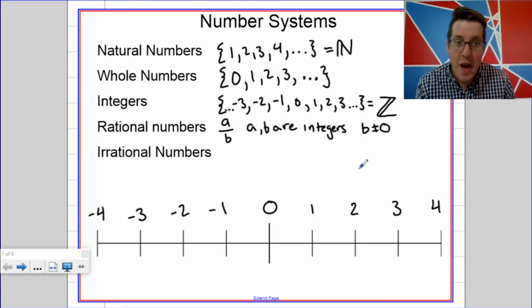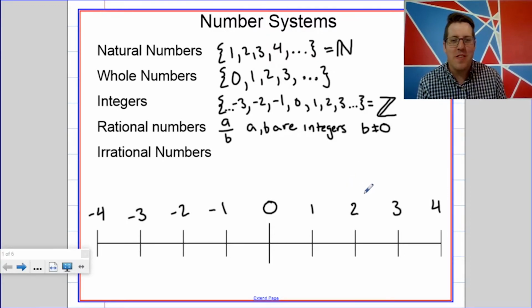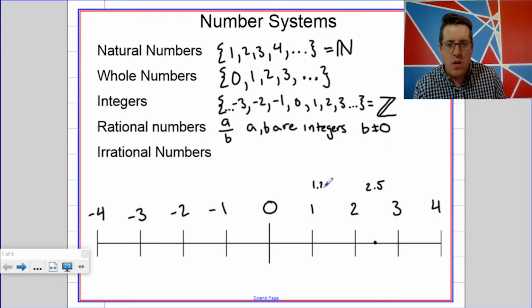Next are the rational numbers. Now, you actually probably learned these before you made it to school because someone asked you how old you were and you said, I'm 2.5. That is a rational number. So is 1 1/4, or just 1/3. Move that over a little bit.